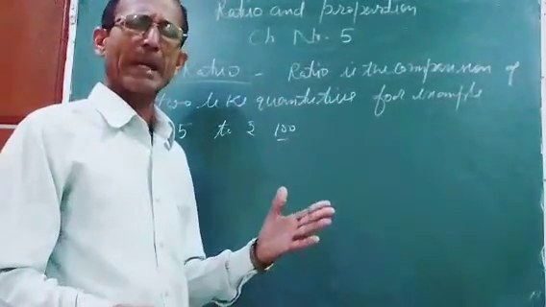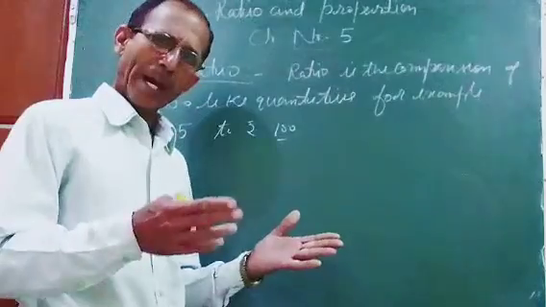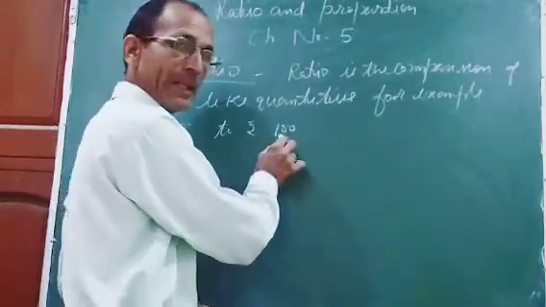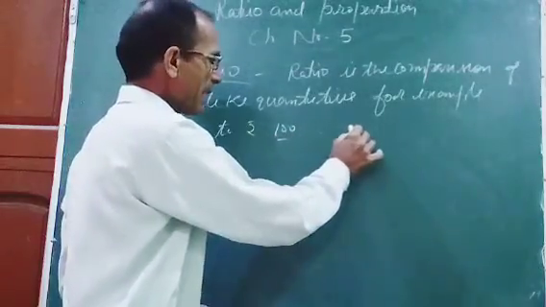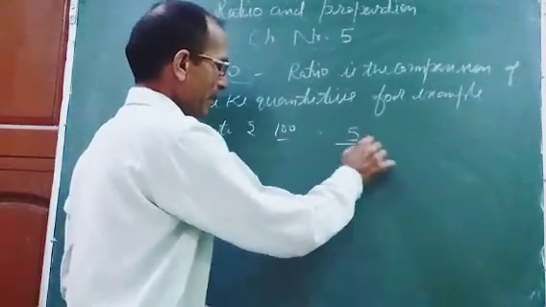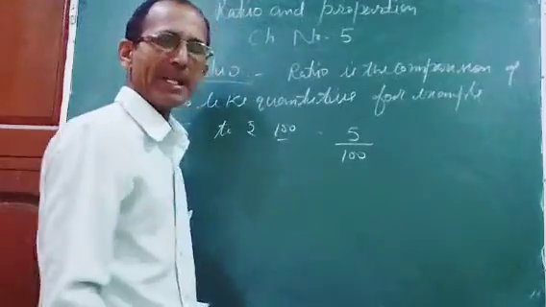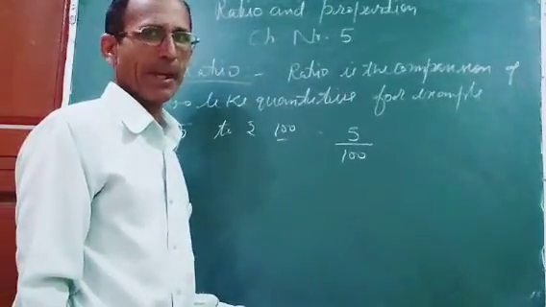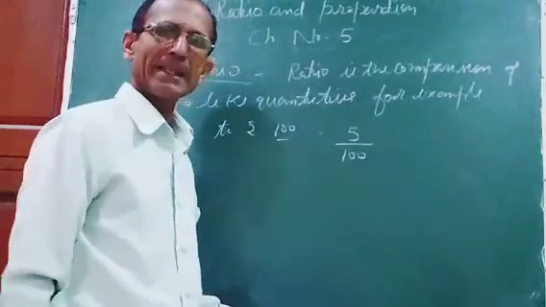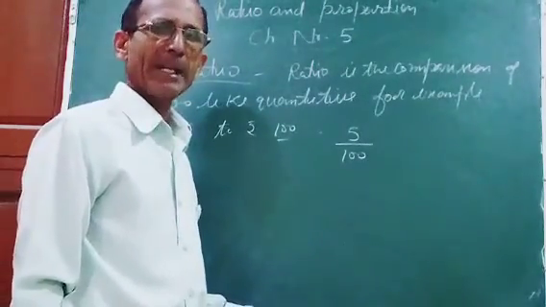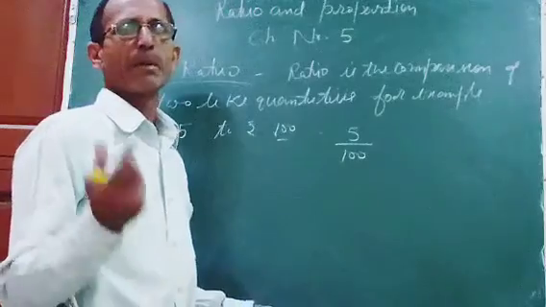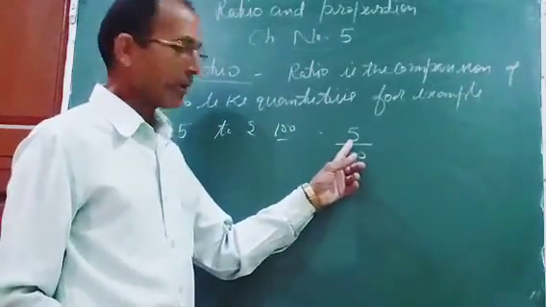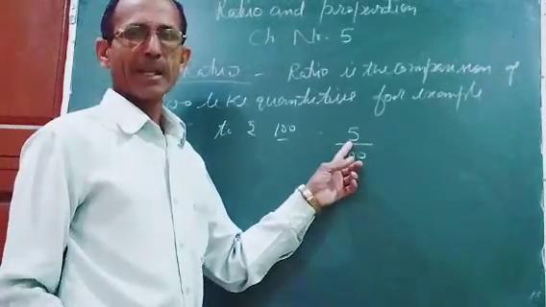Another way you can explain: ratio can be found by division. Rupees 5 to rupees 100 means 5 by 100. It means how many times 100 rupees is included in 5. Comparisons are always made by division. So how many times rupees 100 is included in rupees 5, this is the ratio.